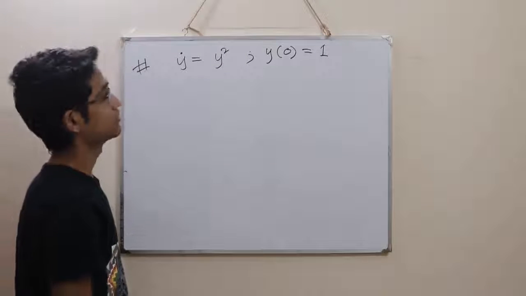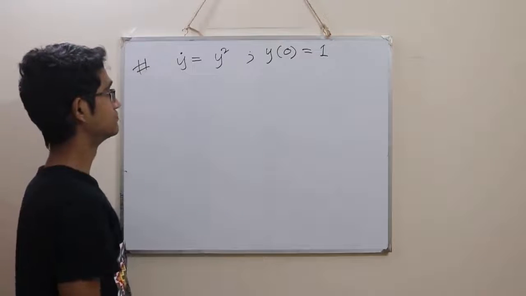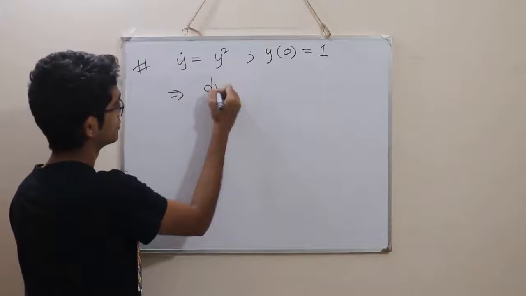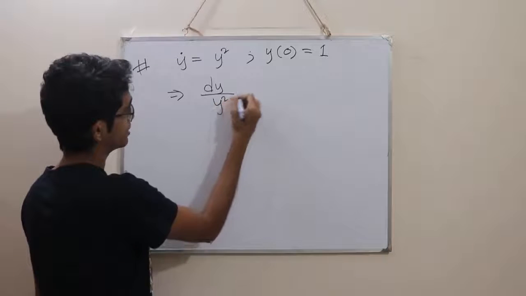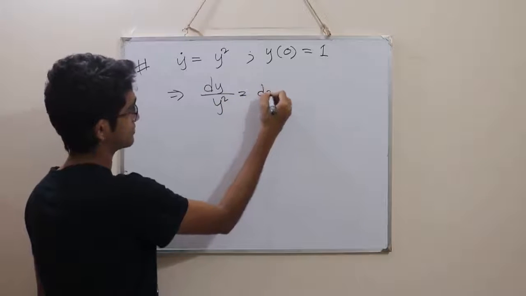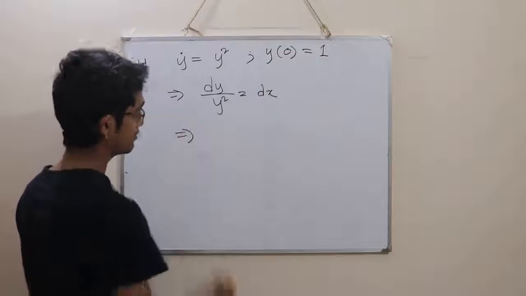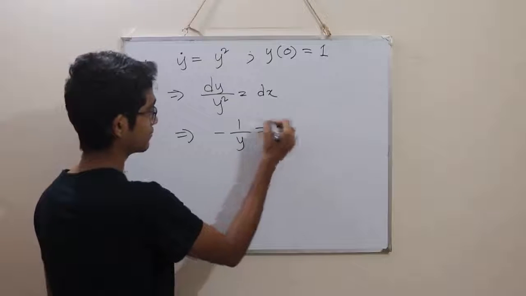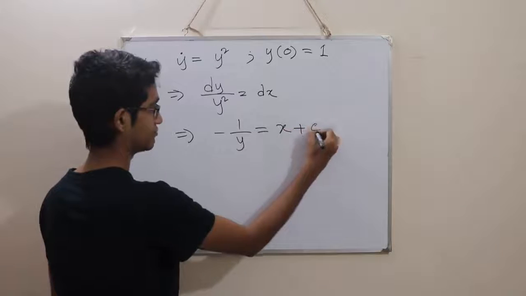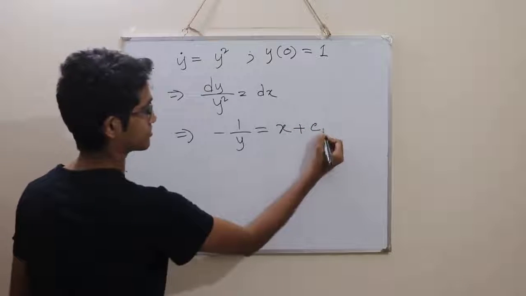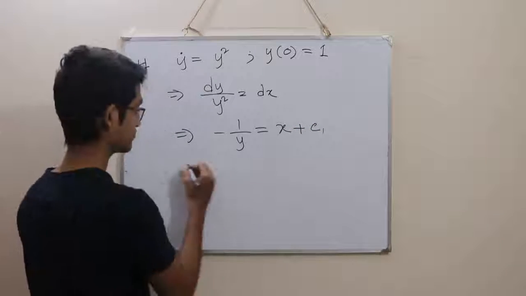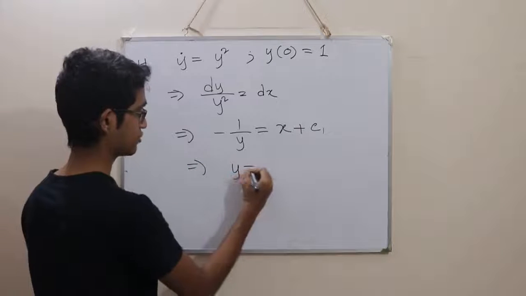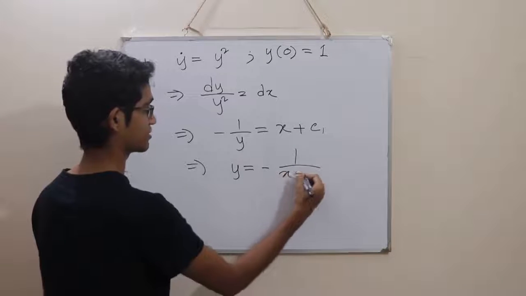So let's apply our technique that we have done. dy over y squared is equal to dx. So if we integrate this, we get negative 1 over y, and that will be equal to x, and there will be an integration constant. Now if we rearrange, then it comes up to be y is equal to negative 1 over x plus c1.